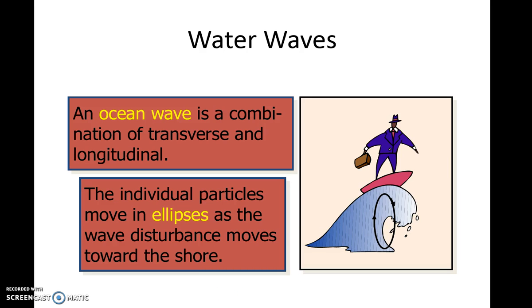So water waves. An ocean wave is a combination of transverse and longitudinal waves. The individual particles move in ellipses as the wave disturbance moves towards the shore. So here we can see the wave, it's going to crest and then eventually it will fall, so there is the ellipse that is created.